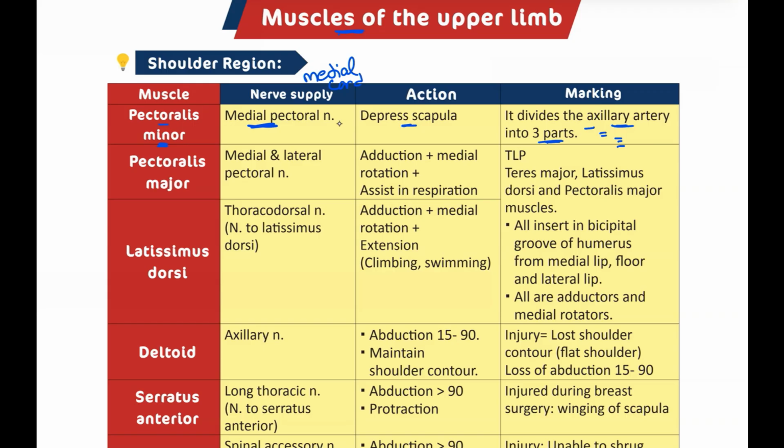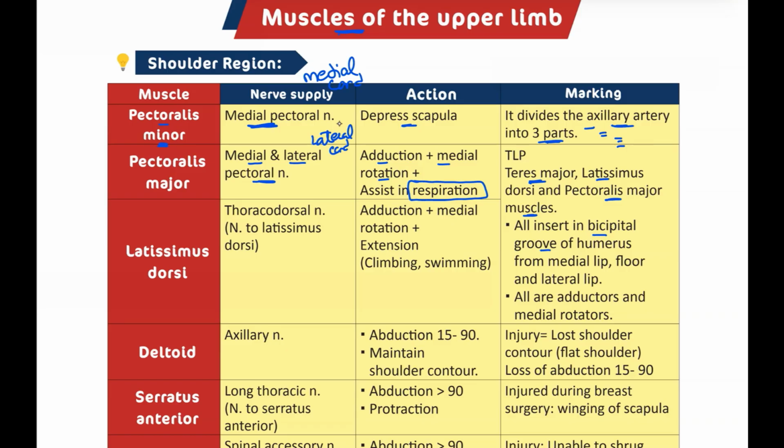Now, pectoralis major is supplied by the medial and lateral pectoral nerves. We have discussed that the lateral pectoral nerve is given off by the lateral cord and the medial one is from the medial cord. It is responsible for adduction and medial rotation, plus it also assists in respiration. So this is the accessory function of pec major. Now, teres major, latissimus dorsi, and pec major, as we have discussed previously, all are inserted in the bicipital groove. So that is its clinical importance.